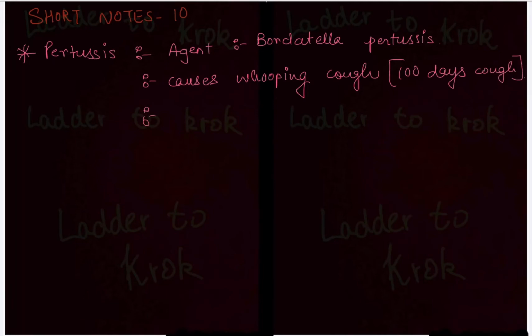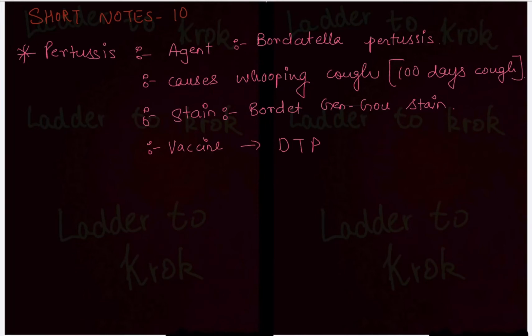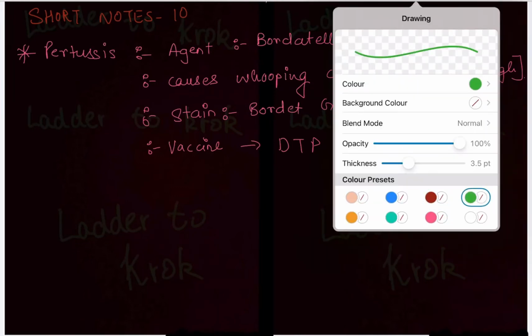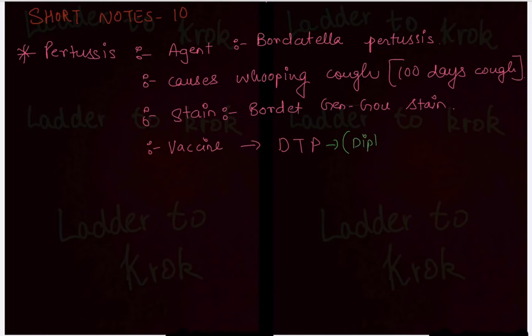For staining this Bordetella pertussis, we have a specific stain. So you should remember the stain for it is Bordet Gengou stain. A very important point. Please remember the stain name. And lastly, we have a vaccine for the prevention or prophylaxis of this organism. The vaccine we give is a combination vaccine, which is the DTP vaccine. D stands for diphtheria, T stands for tetanus, and P stands for pertussis. So this is a combination vaccine.